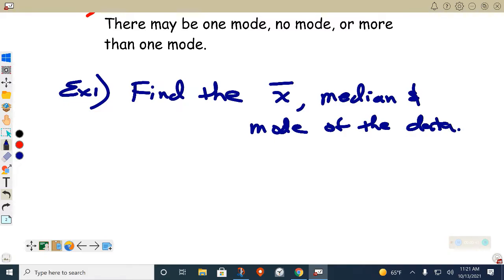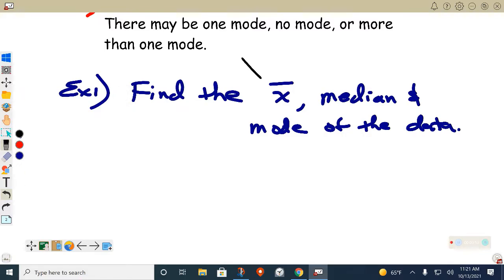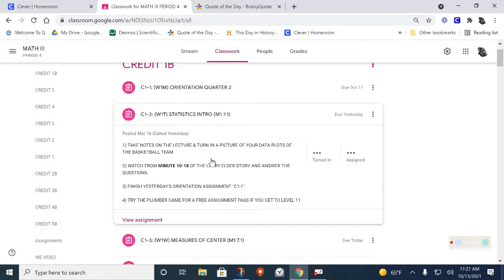Find the mean. Look, I put x bar. I told you about 5 minutes ago that from now on, when you see x bar, that means the mean. So we have 3 missions for this first example, but we need some data. The data I'm going to use is from yesterday, the basketball team. Let me get that basketball team data really quick. It's on C12.